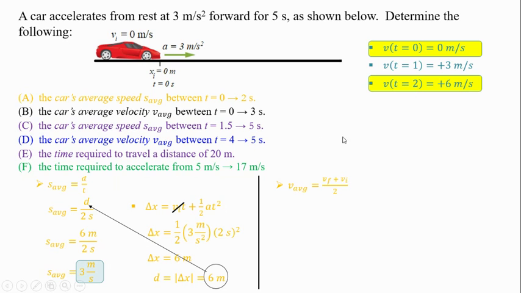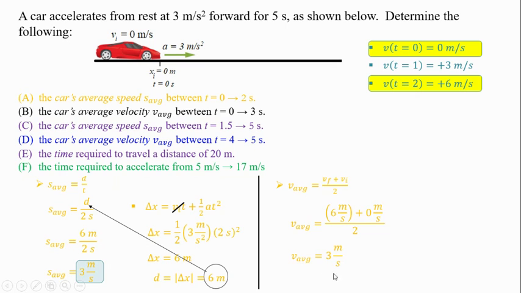At time 0, my velocity is 0. At time 2, my velocity is plus 6 meters per second. And I can just plug values in. VF is 6, VI is 0. 6 plus 0 is just 6. 6 divided by 2, that's just simply 3. Again, that will show you that the average velocity is 3 meters per second east.